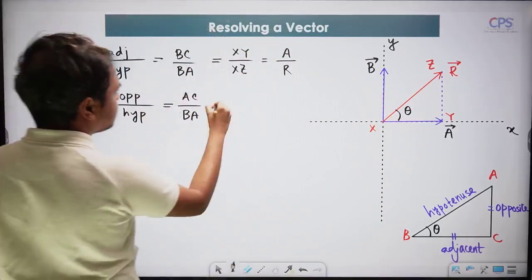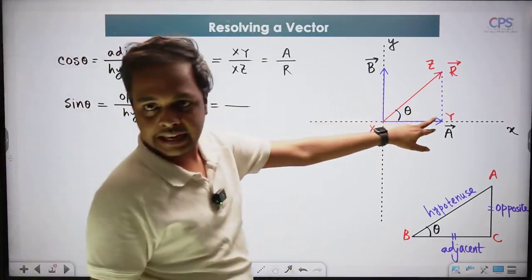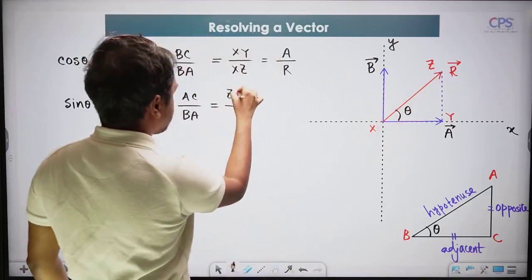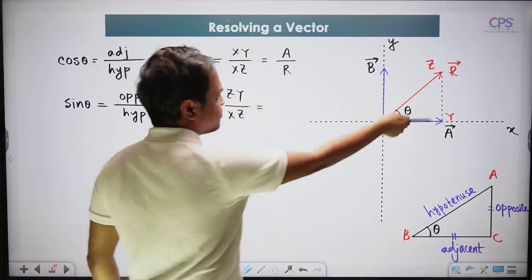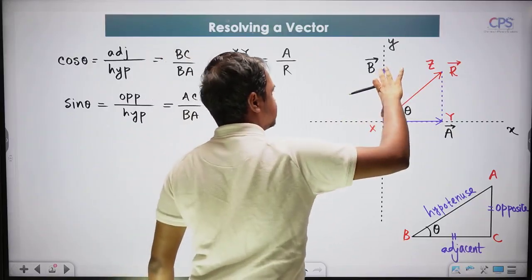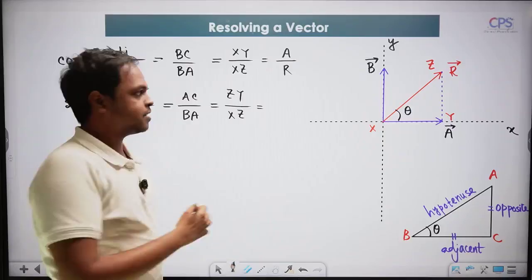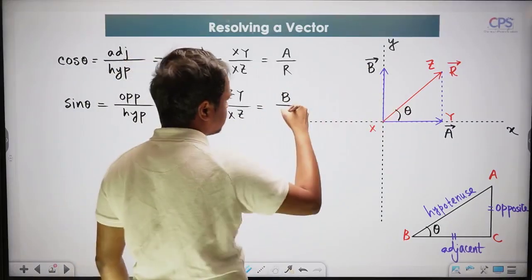And right now here, what is the opposite of this theta? This one, ZY. And what is the hypotenuse? XZ. What is ZY? ZY is the value of B. See, this one and this one, these two are same. So value of B divided by what is the hypotenuse? The value of R.